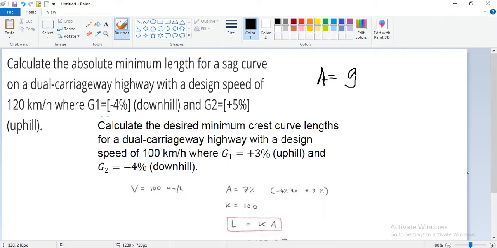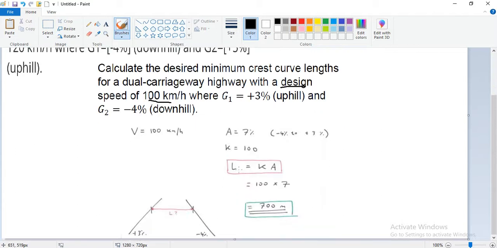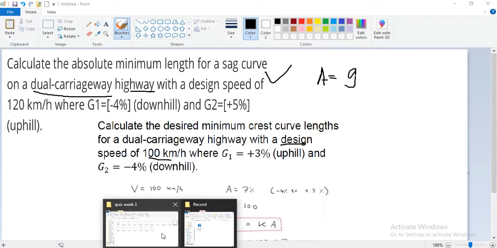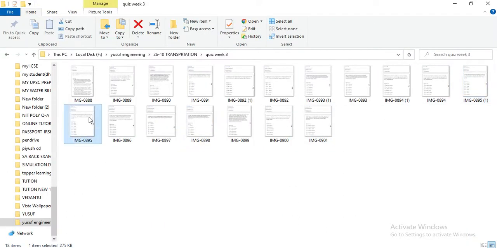It was a dual carriageway highway with a design speed of 400. So you can calculate it according to this method, and you can just repeat the same procedure with the given values in this question, and you will definitely get the answer. So this question was again very easy.